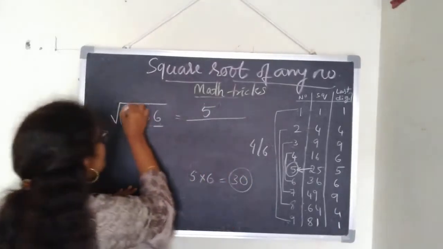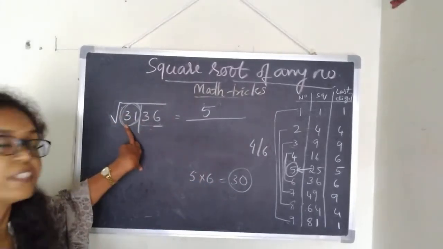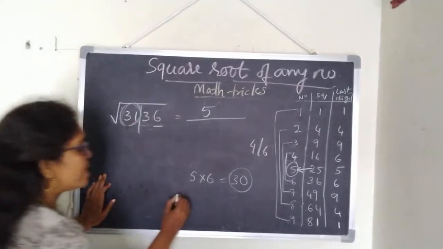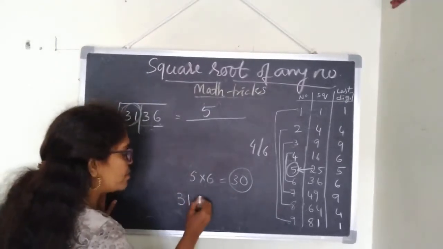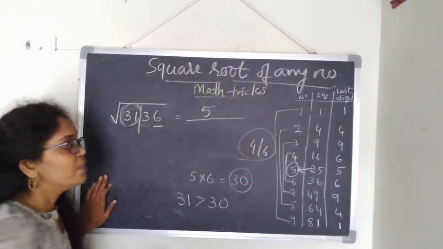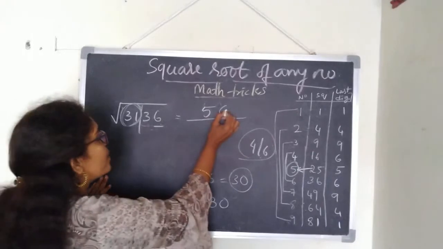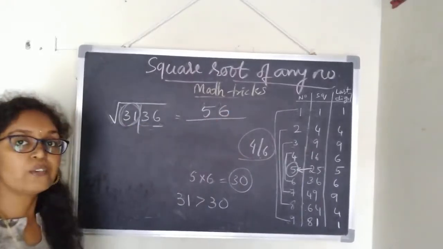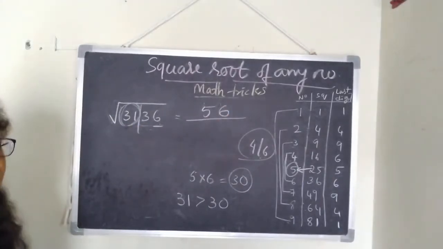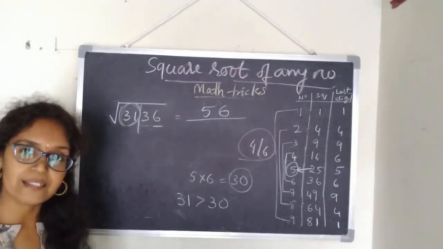Now compare these two numbers, the product value and the number which is given in the question. So 31 and 30. 31 is greater than 30. In these two numbers, which is the greater value? 6 is the greater. So that's why here 6 will come. So square root of 3136 is 56.